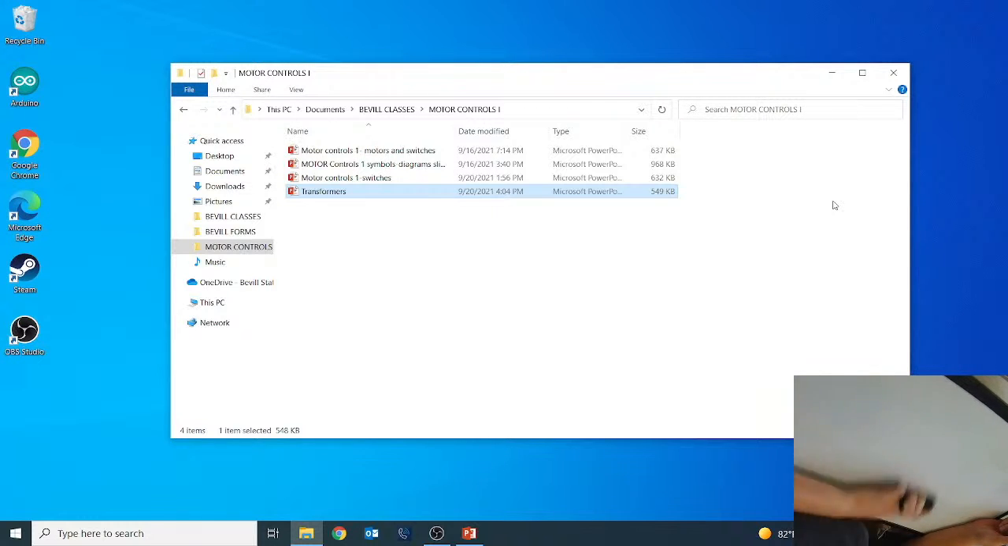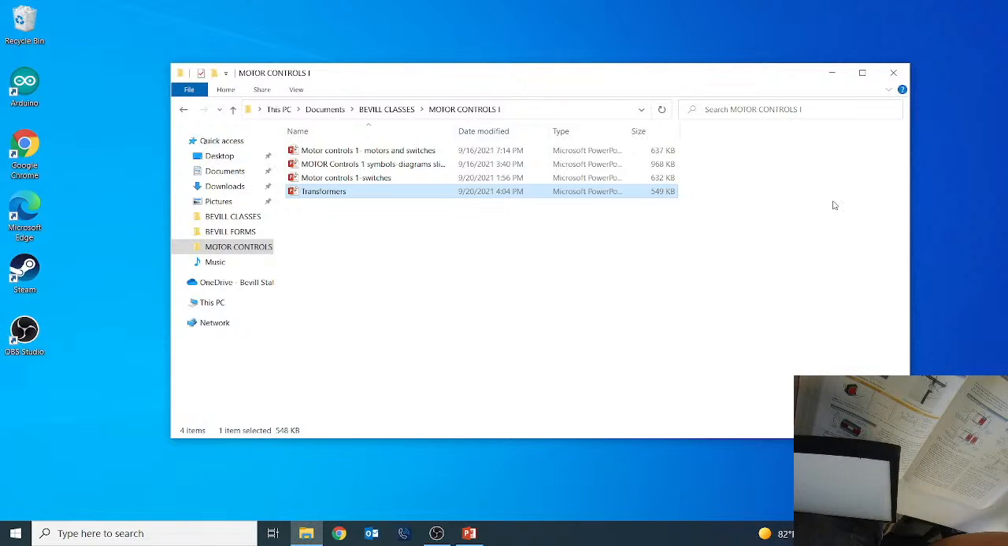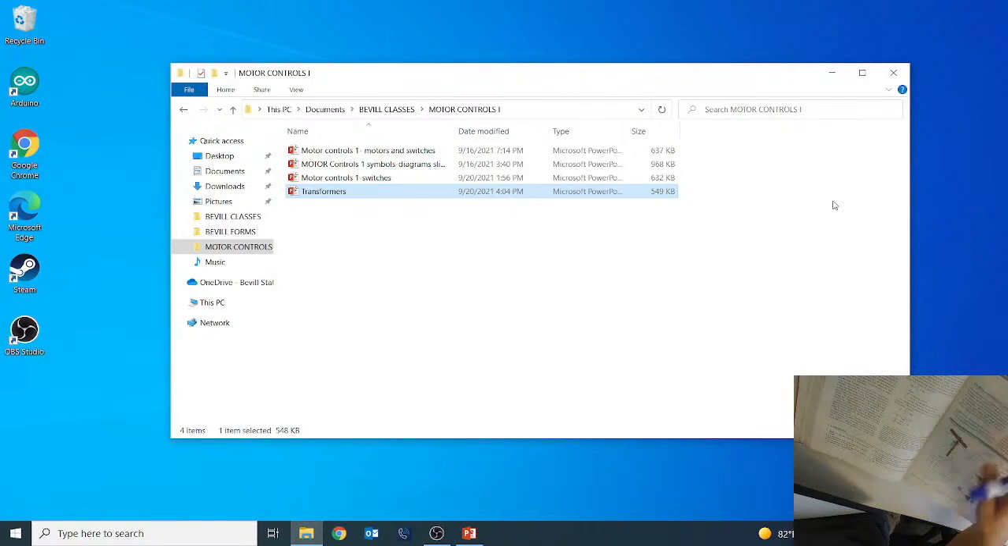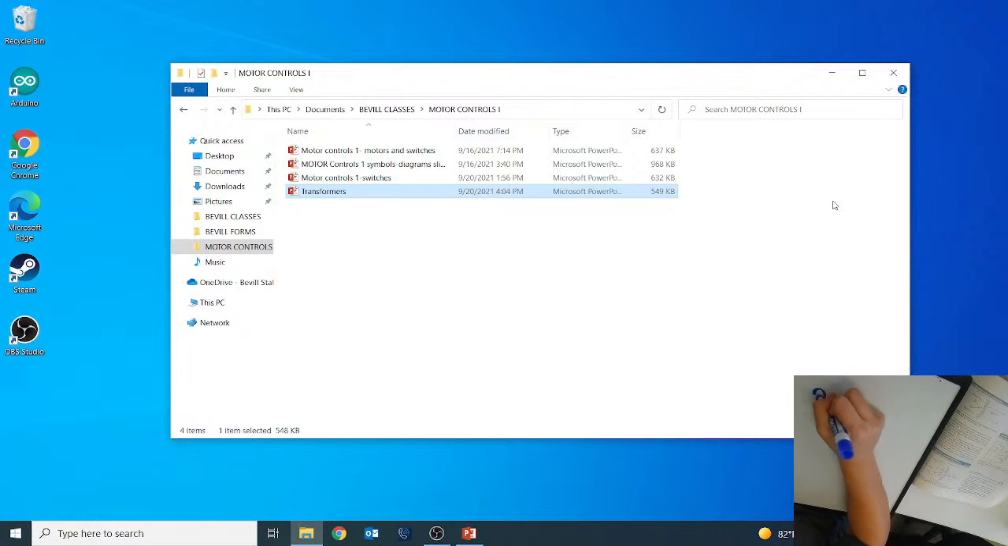All right, and now the last main thing you need to know, especially for your lab, is, let's see here. Right, so if we have a 240 volt primary.